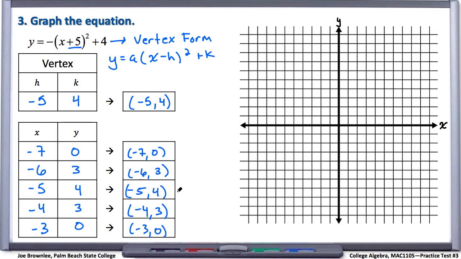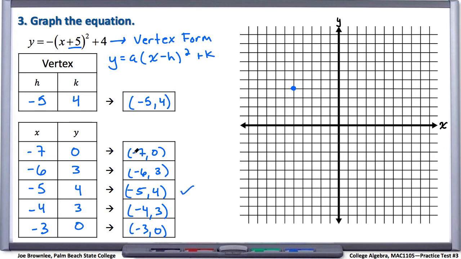I always like to start and graph my vertex first. So we're going to go negative 5. So 1, 2, negative 3, negative 4, negative 5, and then up 4. So 1, 2, 3, 4. So right here is our vertex. All right, again, we said originally that this parabola is going to be opening down, right? So we would expect our points to be below the vertex, all right?